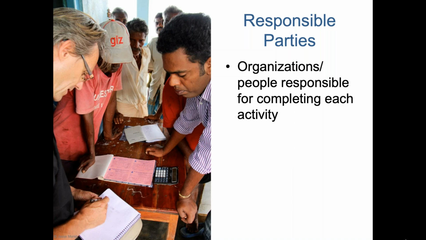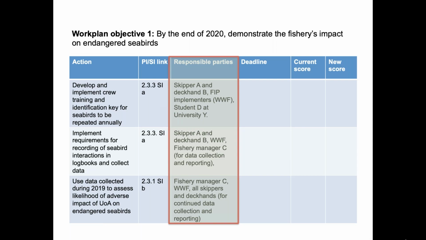All right, so on to responsible parties. This is the next essential element of an effective work plan. And I think it's quite obvious why pinning down the responsible parties to a great level of detail is very important. The responsible parties are organizations or people, or oftentimes people within organizations, who are responsible for completing each activity in an action plan. So back to our example, in our responsible parties column, you'll see that there are a number of responsible parties implicated in each of these actions.